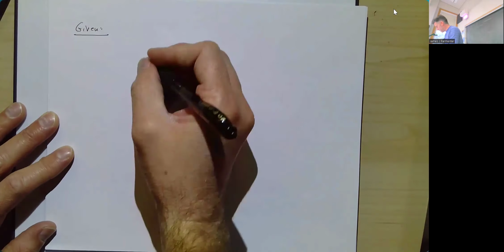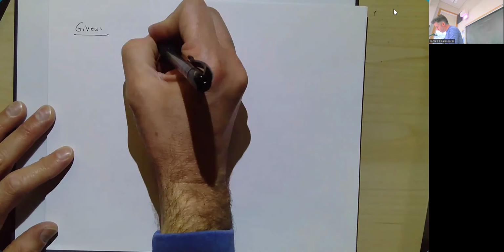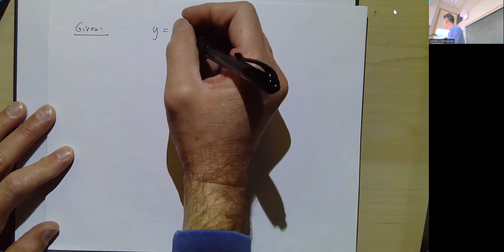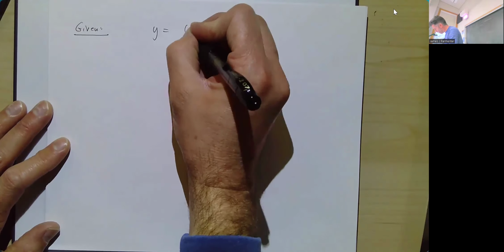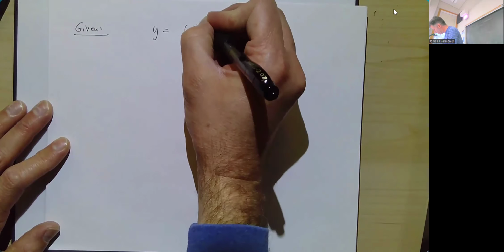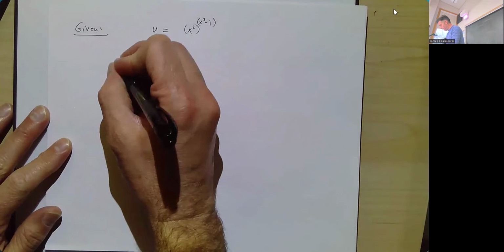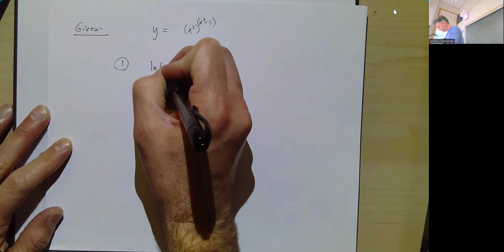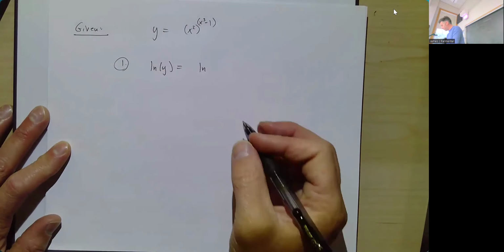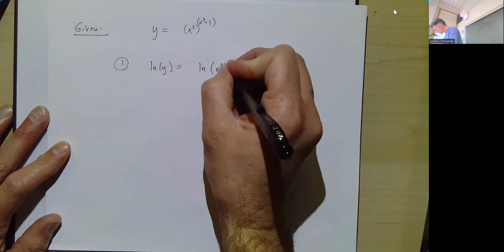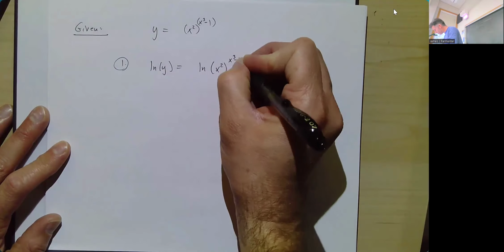Sure. Let's say we have y equal to x squared to the x cubed minus 1 power. I want you all to find the derivative. You're going to start with writing the natural log of y equal to the natural log of, ooh, x squared is kind of funky. That's fine. x squared to the x cubed minus 1.